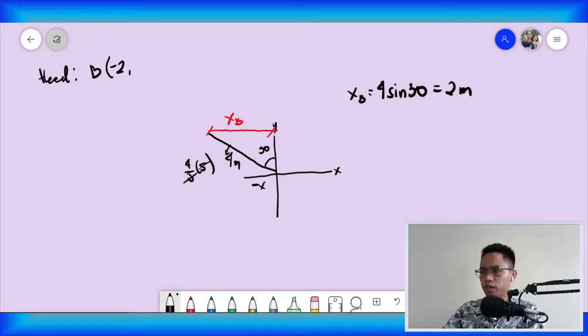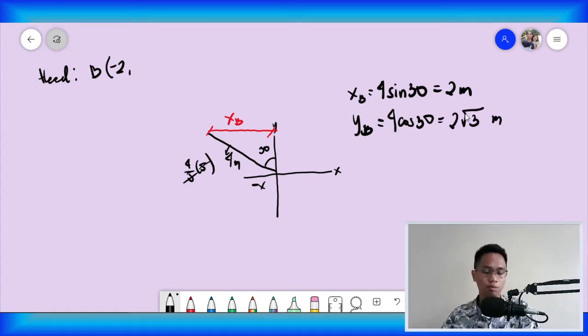And of course, for the y, that's yB, our yB is 4 cosine 30, and that should be positive. Earlier, this would be our positive x, so on this side that would be negative x, negative 2. And for y, on this side it is positive, so that would be positive, and that should be 2 square root of 3. Let me check if I'm correct. That's 4 cosine 30, and that should be 2 square root of 3. So therefore, this would be positive 2 square root of 3.